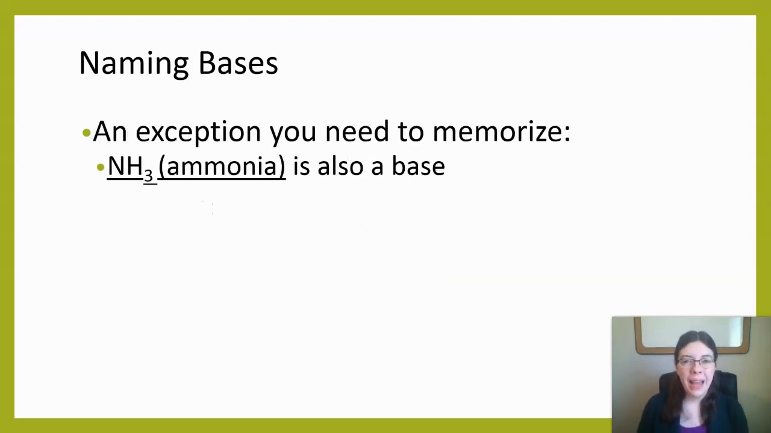There's also one other base I do want you to memorize, and it doesn't follow those naming rules, and that is ammonia, NH3. So that is just one you're going to have to memorize. It's a base, but it doesn't follow that metal plus hydroxide pattern.